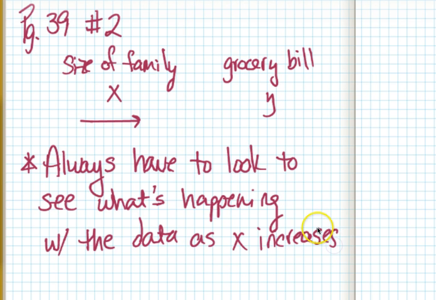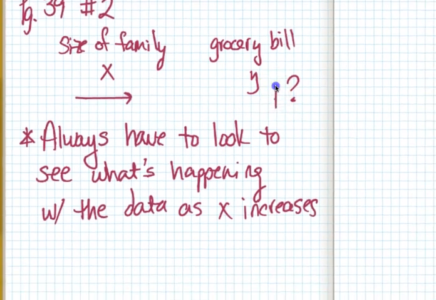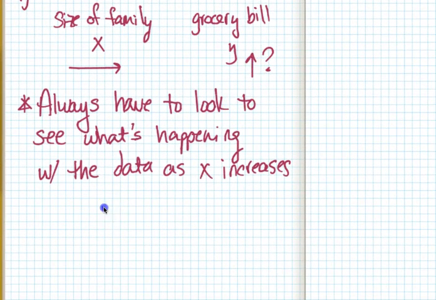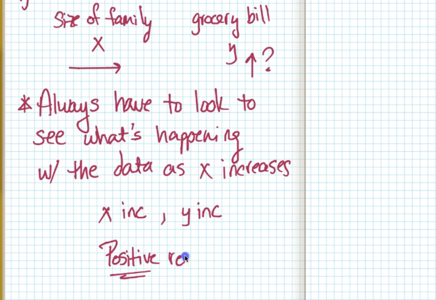So basically, as the size of the family is getting larger, what's happening to the grocery bill? Well, we can kind of guess that it's probably also going to go up. So, as X increases, Y increases. Or as the size of the family increases, the grocery bill increases. What kind of relationship is this? This represents a positive relationship.